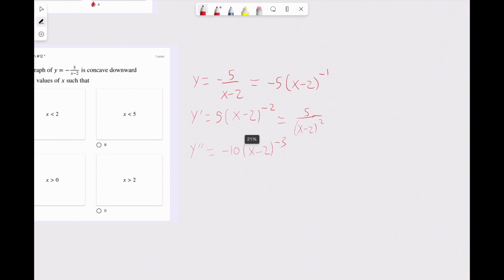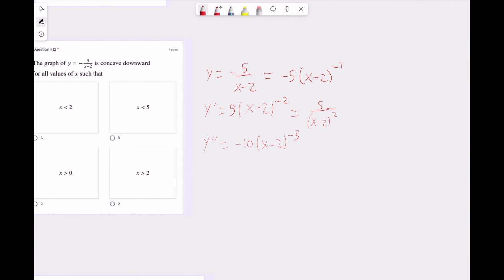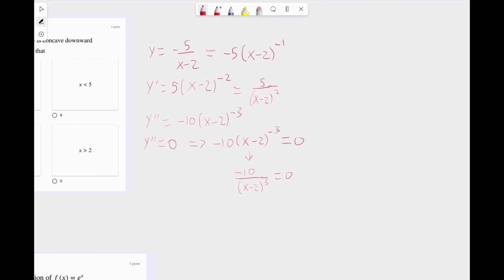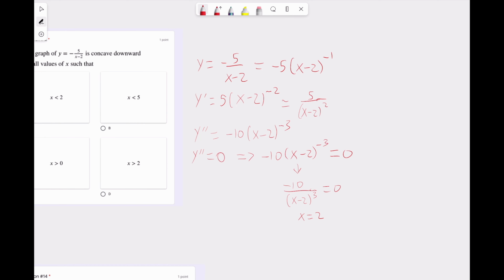All right, next we're going to set that function equal to 0. So -10 times x minus 2 to the power of -3 is equal to 0. Or you can rewrite it as -10 over x minus 2 to the power of positive 3 equal to 0. Well, looking at this function, it looks like there's a vertical asymptote at x is equal to 2. So we can probably use that as our test value.